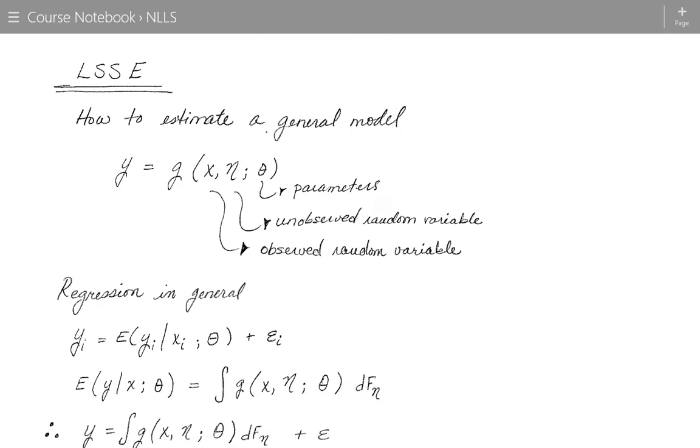This is going to go into least squares simulated errors. And your readings has a manuscript on it that you can read. So how to estimate a general model is kind of the topic of using least squares simulated errors. And by this I mean that let's say y is equal to some function of our observed random variables, unobserved random variables, and then our parameters.